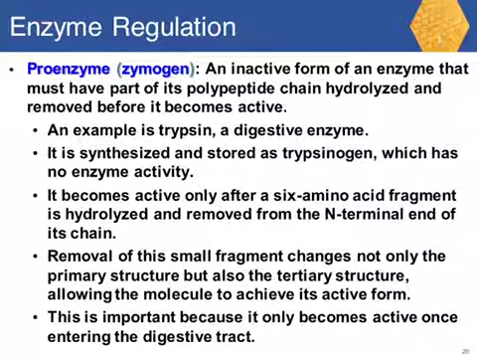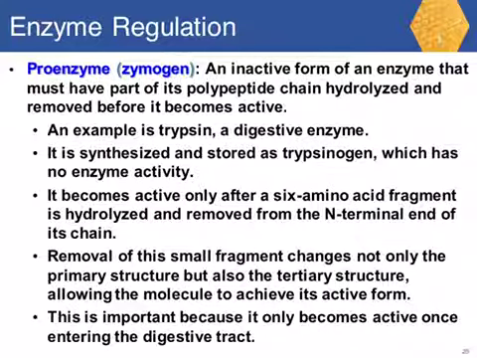So an interesting one is something called a proenzyme, in this case, a zymogen. It's an inactive form of the enzyme. And in order for it to become activated, it has to have part of its chain hydrolyzed and removed. So an example of this is trypsin. It's a digestive enzyme. So it's synthesized and stored in our bodies as trypsinogen, and it has no activity when it's in that form.